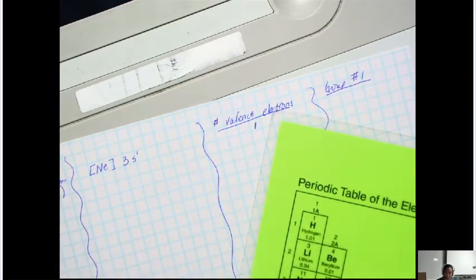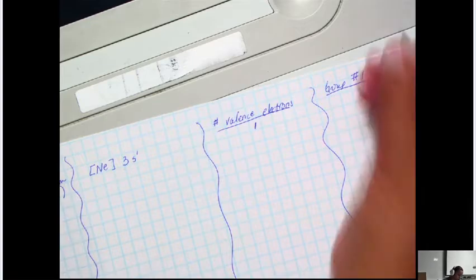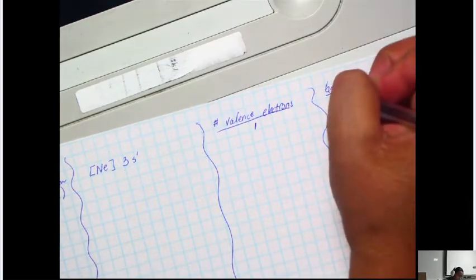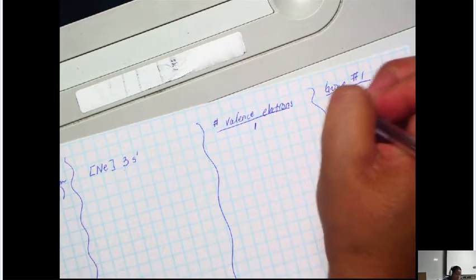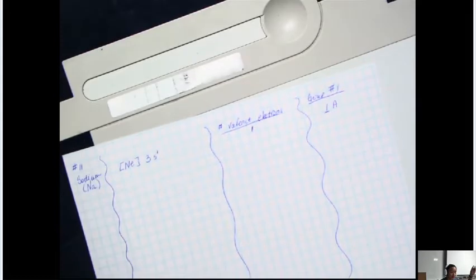Sodium is here. It is in group 1A, so you're just going to write 1. Or if you want to write 1A, that's fine. But the number is what I'm interested in. All right, let's go ahead and take a look at the next one.